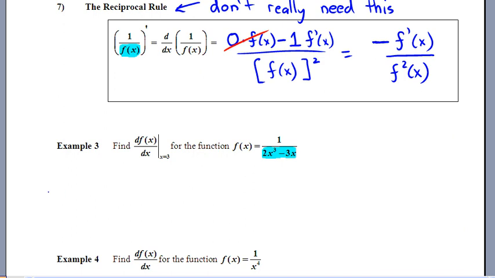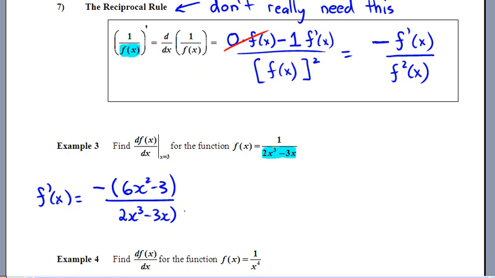Okay, my derivative would be, I'll follow the rules. So it's minus the derivative of what you found in the bottom. Well, there's the stuff on the bottom. So minus the derivative of that. Well, that would be 6x squared minus 3. So yeah, I've got the opposite of that, all sitting on top of that algebra that's in the bottom squared. Okay, that's done.